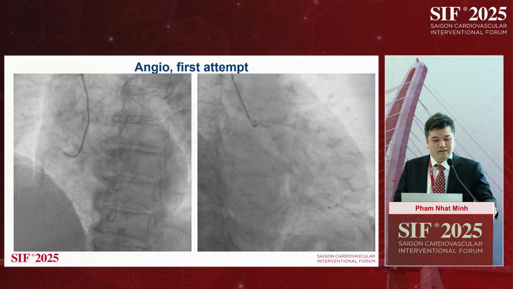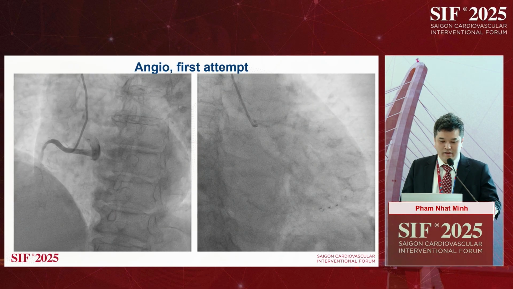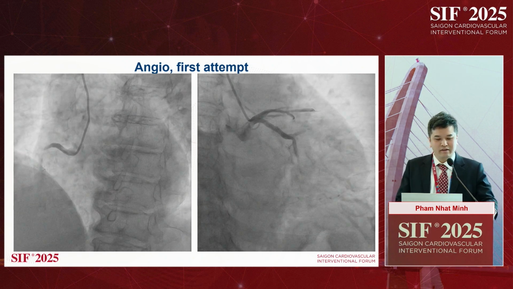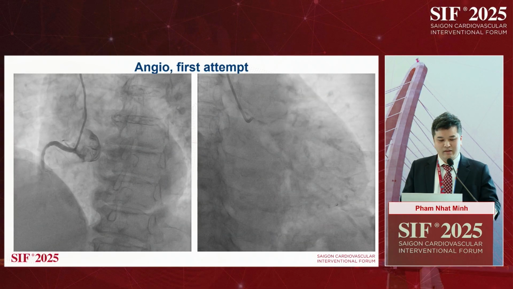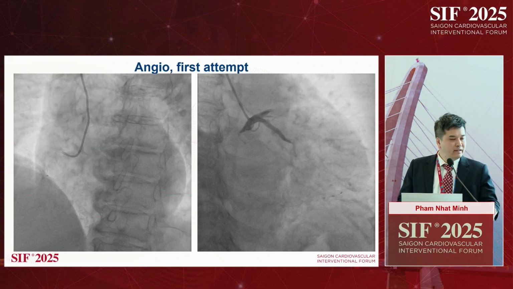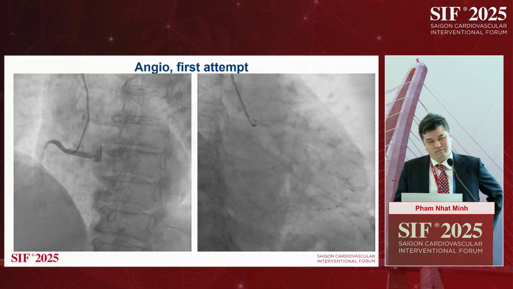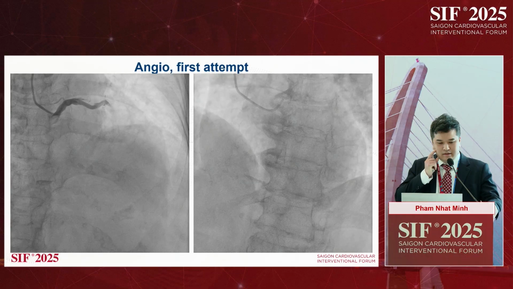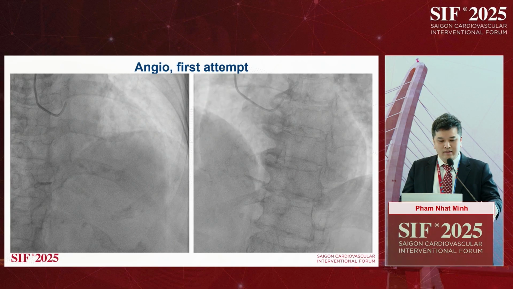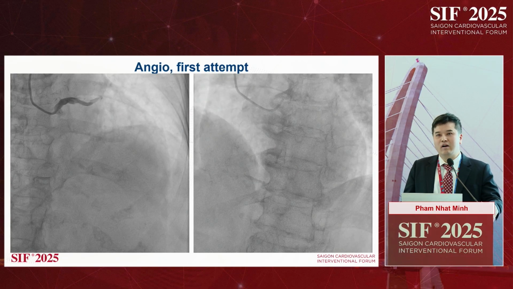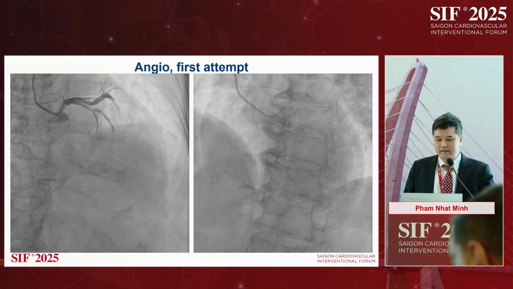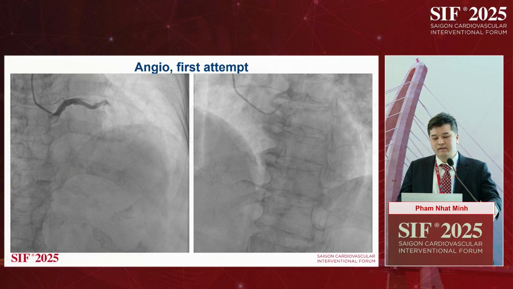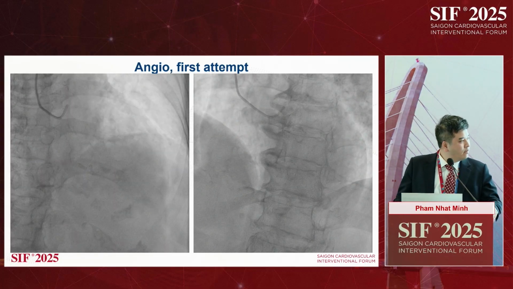And this is the coronary angiography. I'm very sorry for the very poor quality of the images. We can see an RCA CTO, not so long, and quite moderate lesions on the LAD, and we can quite clearly see the collateral from the LAD to the RCA.